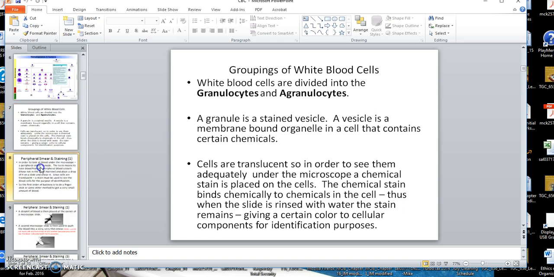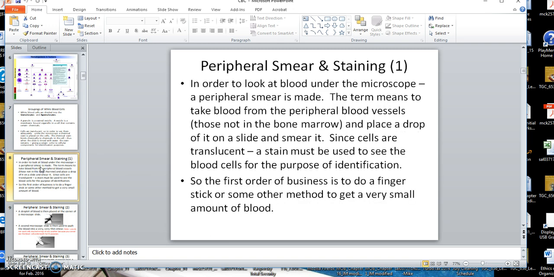In order to do the staining, we do something we do in the lab called a peripheral smear. Peripheral means that you're obtaining blood from a peripheral location. The central location for blood is where blood is formed. That would be in the bone marrow. Since you're not doing a bone marrow aspirate, but you obtain it from some other location, then that's called a peripheral. A smear is the fact you will take a droplet of blood and smear it on a slide.